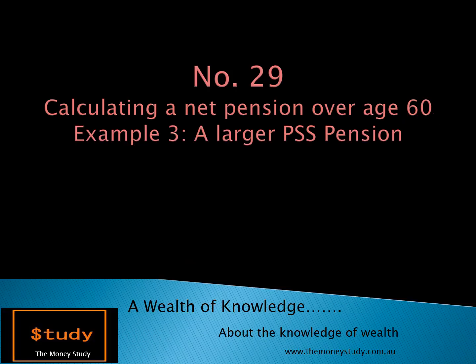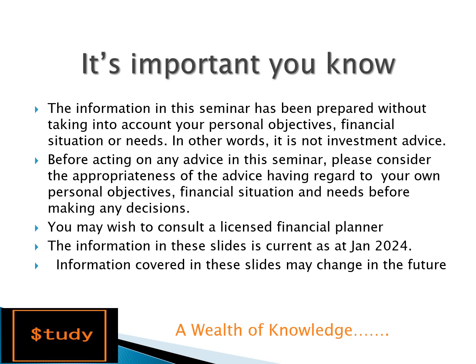This is number 29, and we're talking about calculating a net pension from your gross pension if you are over age 60. This example is the third in the series, and it's looking at a larger pension, and when I say larger, I'm talking about a pension over $118,750.